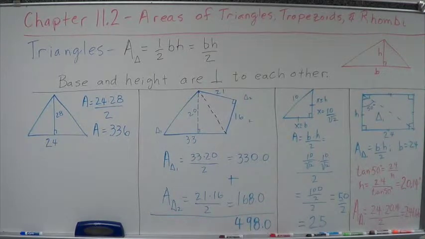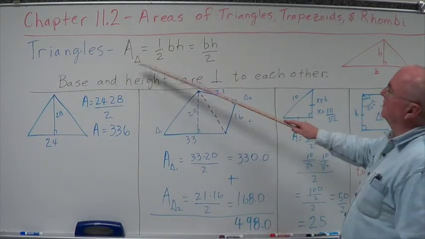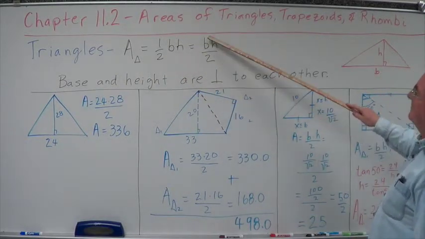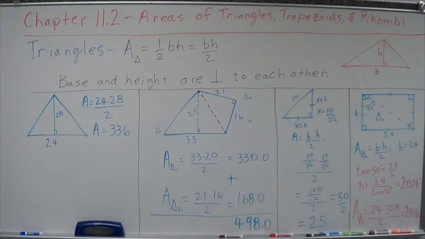All right, let's look at some samples on triangles. We're going to run through these pretty quickly. Simple calculations. Yes, it looks complex, it's pretty easy. Triangles. Area of a triangle equals 1/2 the base times the height, or base times height divided by 2. The base and height are perpendicular to each other.